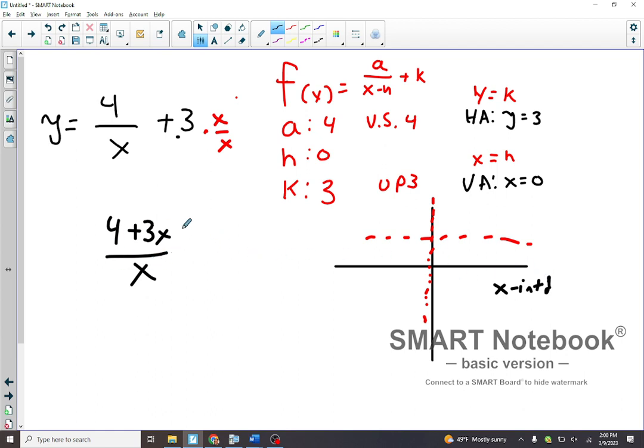So then the x-intercept is going to be the top equals 0. 4 plus 3x equals 0. A little bit of algebra should tell you that x is negative 4 over 3. For an x-intercept, you only make the top part equal 0. The x's cancel. And then our y-intercept, 4 plus 3 times 0 over 0. The problem is it's still over 0, so it's null.